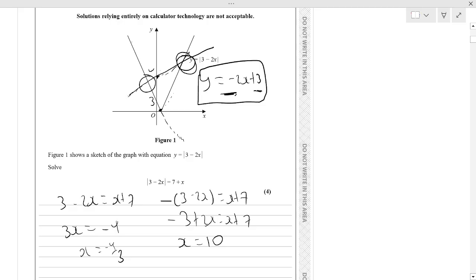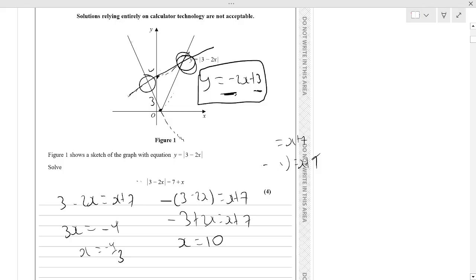So really, the main strategy with these sort of modulus equations, mostly you're going to want to consider the case where you just take off the modulus. So simply solve the positive case, 3 minus 2x is x plus 7, and then you do the minus. So then you do minus (3 minus 2x) is x plus 7, and you solve both of them. Usually it's how it's going to go.